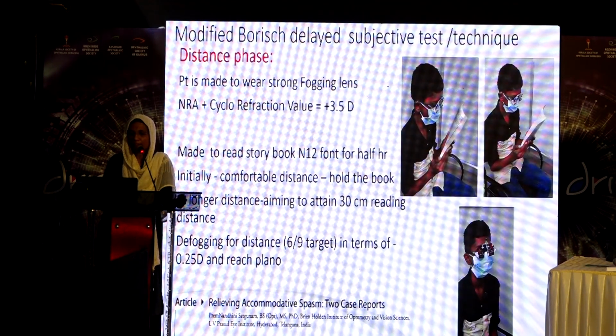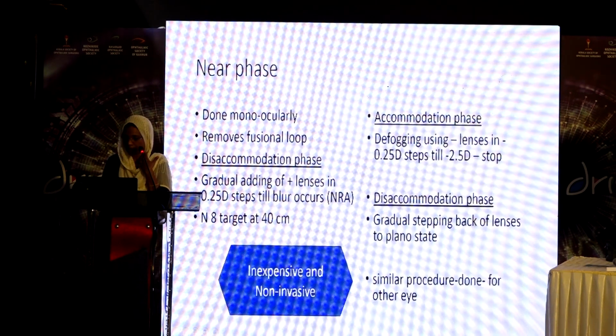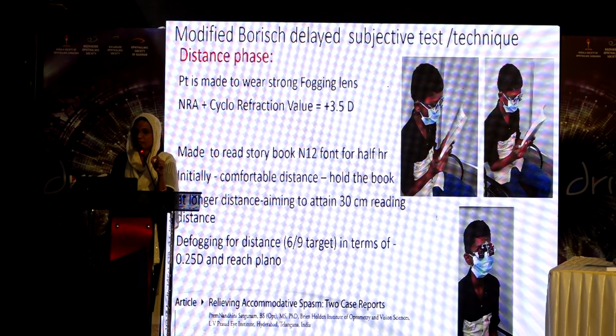So what is the modified Boris delay technique we follow? It includes 2 phases. It is clearly described in this article by LVPI. In the distance phase, we make the patient wear a strong fogging lens. That is, we include the normal NRA value plus 2.5 plus the cycloplegic refraction value. For this patient, it is 3.5. So we put 3.5 on both eyes and ask him to read a storybook for 30 minutes.